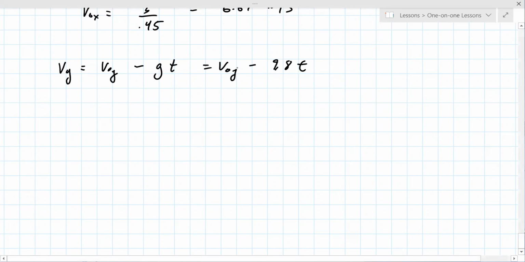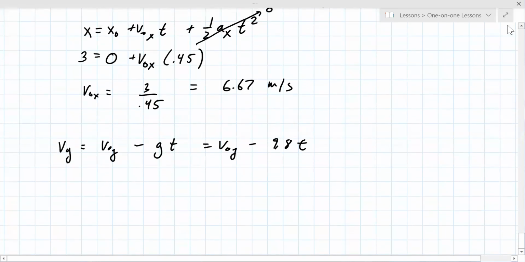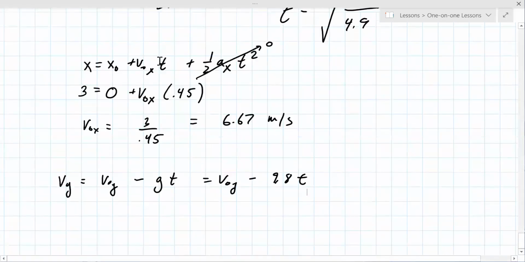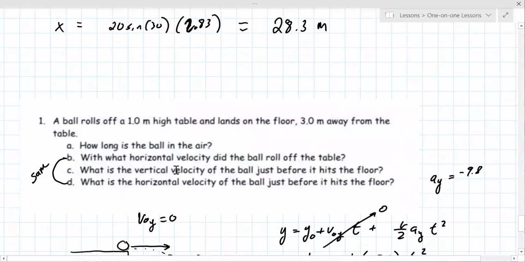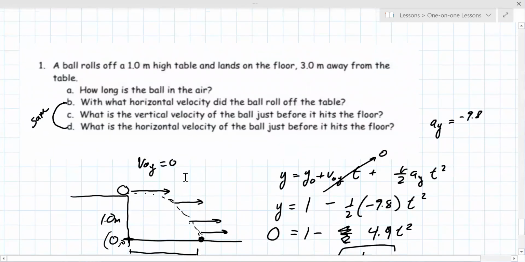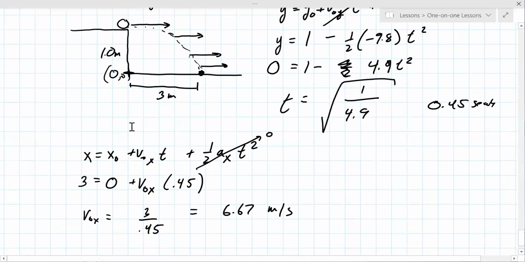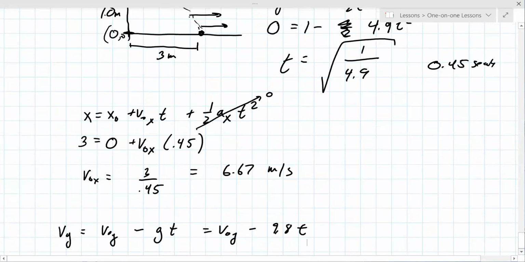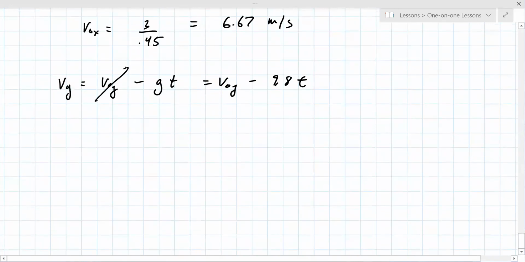What is the initial velocity in the y direction? We can look at the figure again if we need to. Initial velocity in the y direction. It's usually 0, right? In this case, it's 0 because it's rolling straight. So that means that this is 0. We know that g is 9.8, and we know that the time it was in the air was 0.45 seconds.